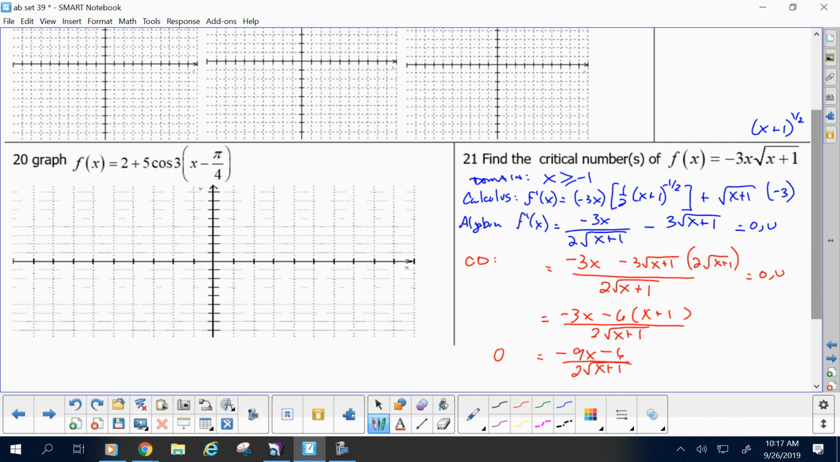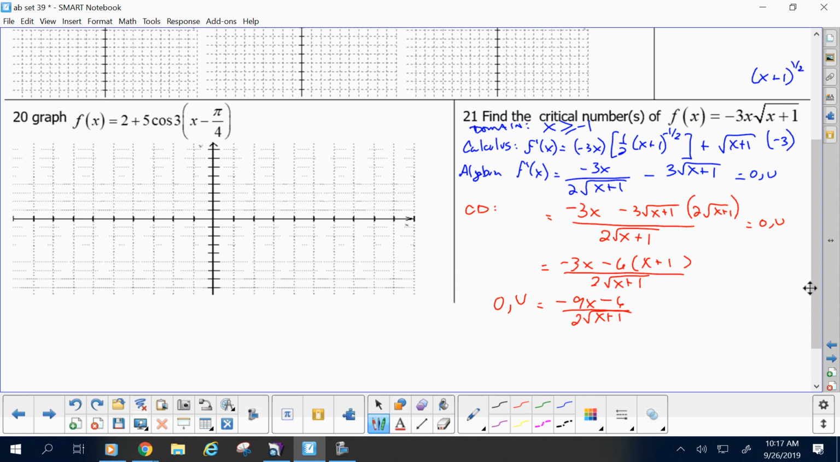Okay, the derivative is 0 if x is, is that top 0 or bottom 0? Top 0. What makes the top 0? Negative 2/3. Is that in the domain?